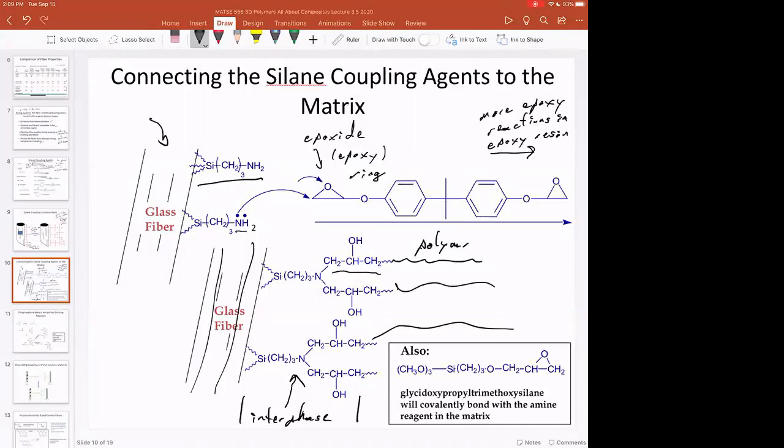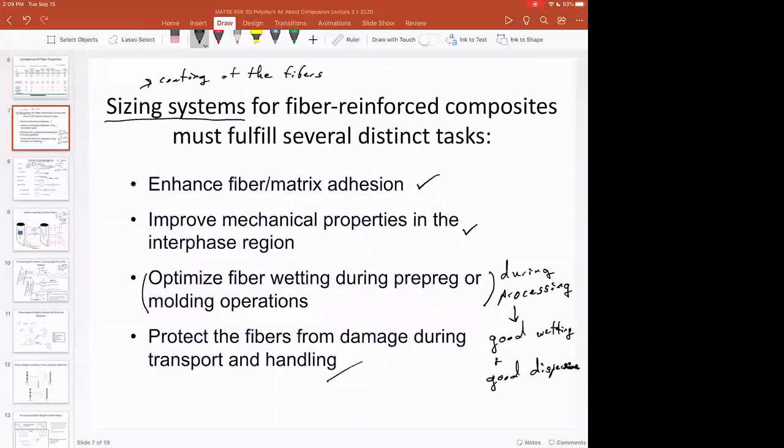There isn't a lot of, let's try 50% filler, let's try 70%, or let's try 50% coupling agent or 70% coupling agent. That's not really how this is done, because in order to get the best composite properties, you want as good as possible adhesion.